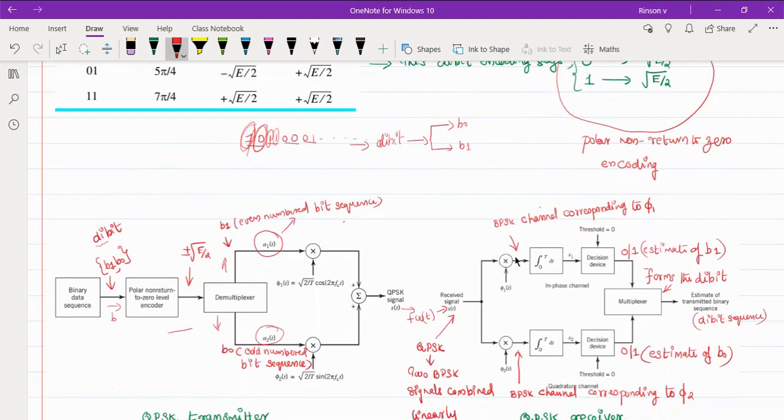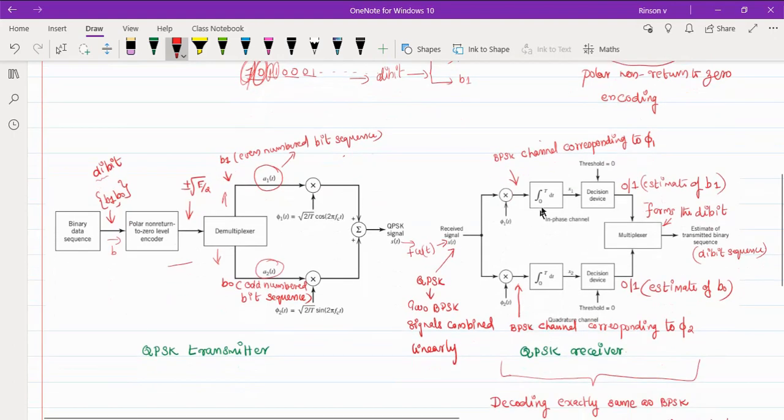To detect the QPSK signal, you have two independent BPSK channels. This corresponds to phi1 and another BPSK channel corresponds to phi2. So you know how to detect a BPSK signal. You just need to decide whether the observed signal value is greater than 0 or less than 0. If it is greater, it will be detected as 1. If it is less, it will be detected as 0.